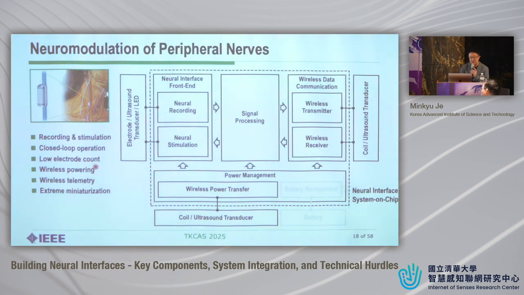So it uses a low electrode count, and it is wirelessly powered using a coil or some other energy transfer transducers. And it has a wireless telemetry function as well. So in this type of device, the main challenge is this extreme miniaturization, okay?